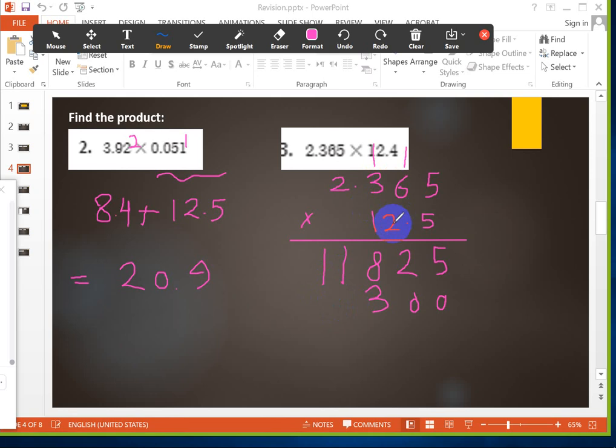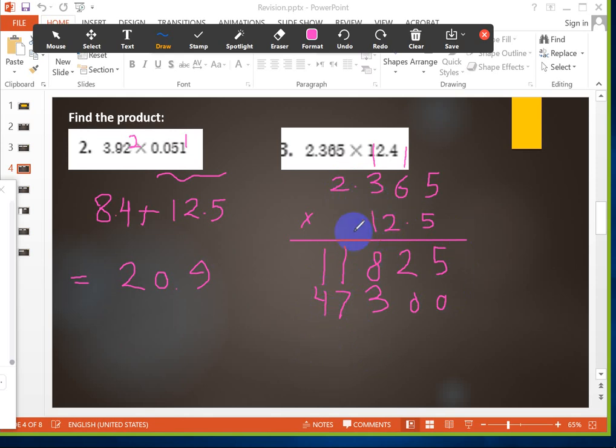Now, let's continue. 2 multiply 3 equals 6. 6 plus 1 equals 7. So I will put 7 here. Now continue. 2 multiply 2 equals 4. This is the second answer. Okay? Until now? Now I will continue to multiply the 1 in the hundreds.